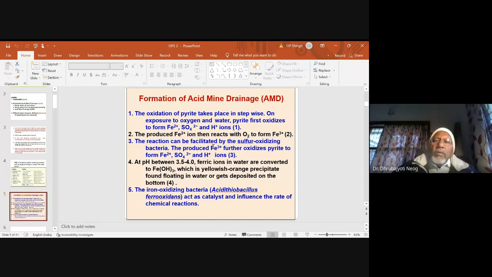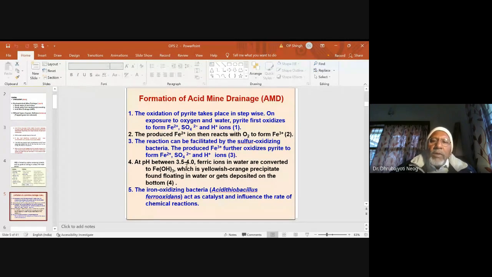The reaction can be facilitated by sulfur oxidizing bacteria. So this oxidation reaction is catalyzed by sulfur oxidizing bacteria, and the produced ferric further oxidizes pyrite to form ferrous, sulfate ions, and hydrogen ions. So once ferric ion is formed, it triggers the oxidation of pyrite and again forms ferrous, sulfate, and hydrogen ions. So this way, if the pH of AMD is very low, then ferric ions also act as oxidizing agent.